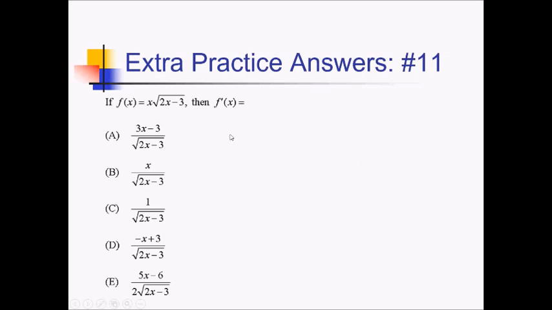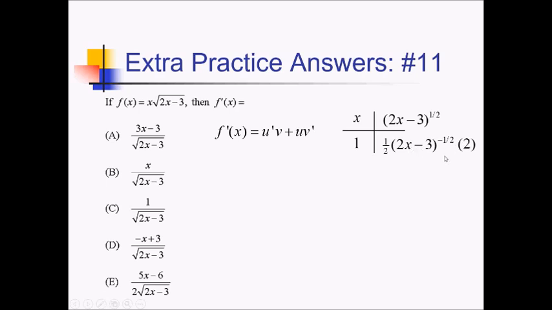For this problem, we're trying to find the derivative of x radical 2x minus 3. This requires the product rule, so we've got u prime v plus u v prime, and now let's use our box and ribbon. So we've got an x, and I'm going to rewrite this as (2x minus 3) to the 1/2 power. So derivatives are going to be 1. And this is going to require the chain rule up here. This is going to be 1/2 times all this stuff to the negative 1/2 times the derivative of 2x minus 3, so times 2.